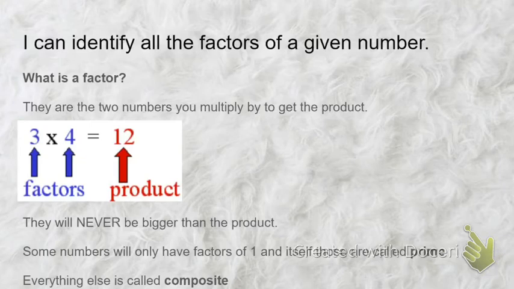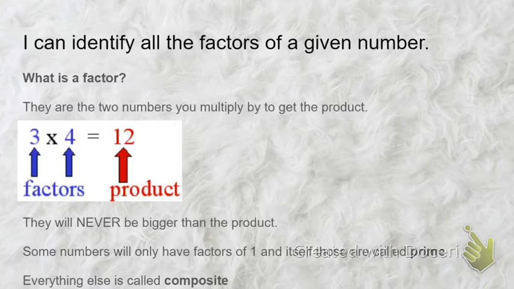Okay? So what is a factor? If I'm supposed to identify them, I have to know what it is. Well, they're the two numbers that you multiply together to get a product. So in the equation on the screen right now, 3 times 4, the 3 and the 4 are the factors because they're the numbers I'm multiplying. 12 is the product. It's by itself on its side of the equal sign. Okay? The factors will never be bigger than the product.